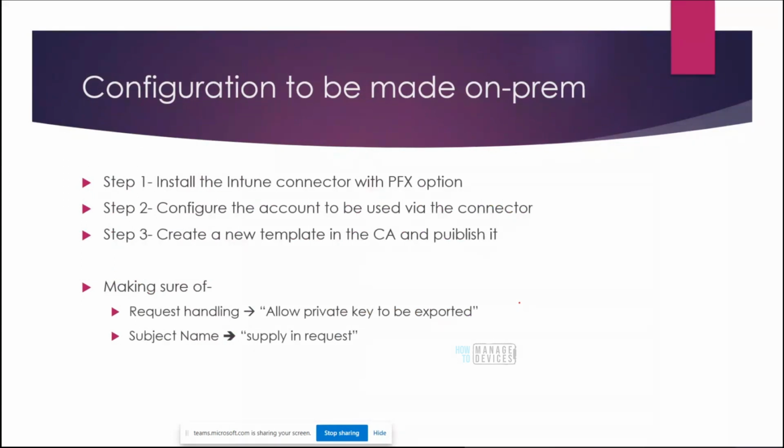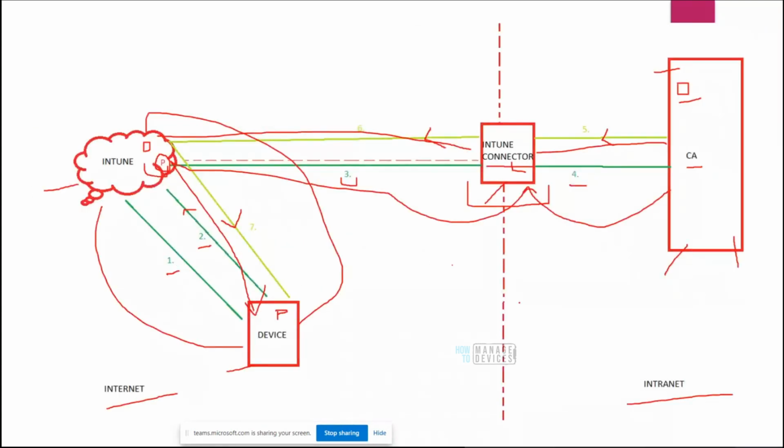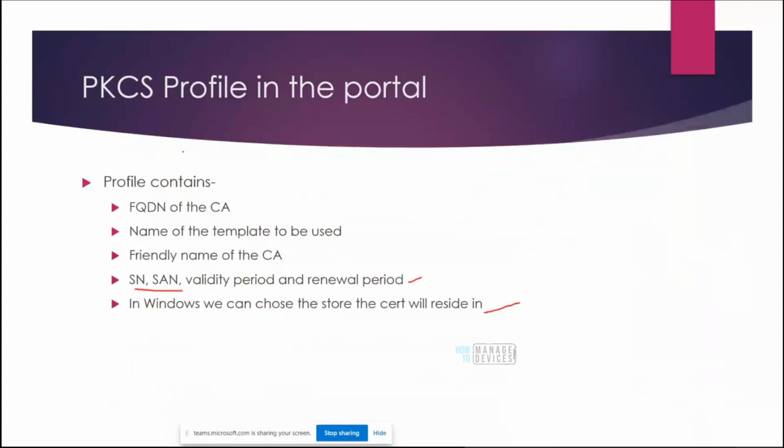Now it talks about what configuration we make on-prem. Well, again, I'll go back to the diagram. What is the configuration that we are making on-prem? Obviously, the CA needs to be there. The certificate template needs to be created and it needs to have the appropriate permissions. And the Intune connector needs to be installed on a server, which needs to have access to the CA as well as be able to talk to the Intune service. Okay, so again, very standard setup.